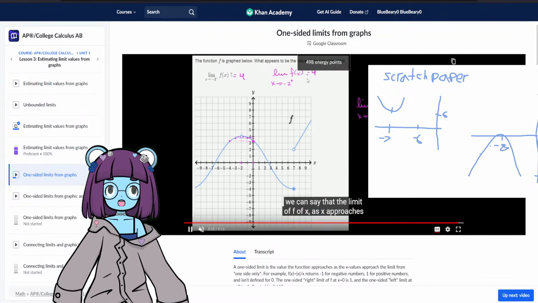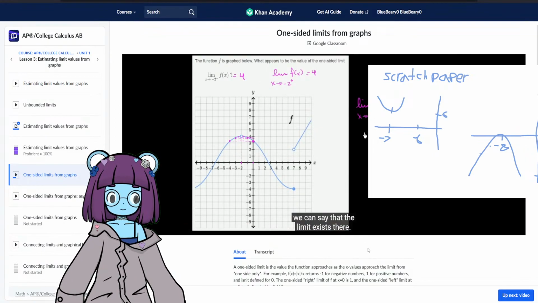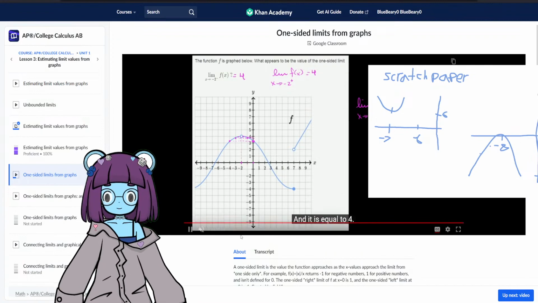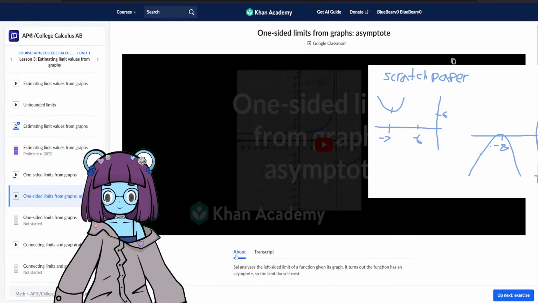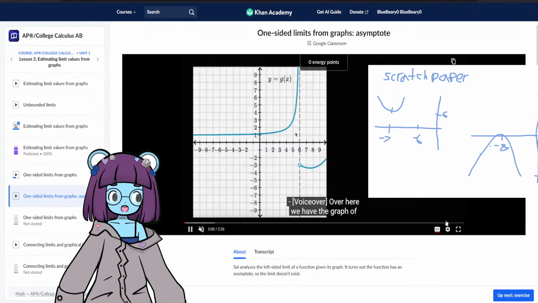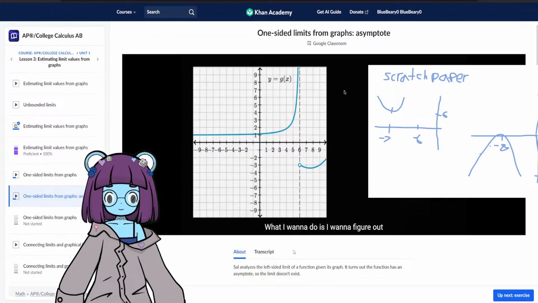And approaches from the right. So it's also 4, so the limit of f of x as it approaches -2 is equal to 4. Yay. That's what we're gonna do. We're gonna watch this entire thing muted. What I want to do is figure out the limit of g of x as x approaches +6.